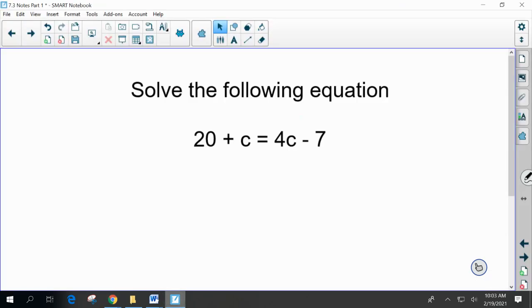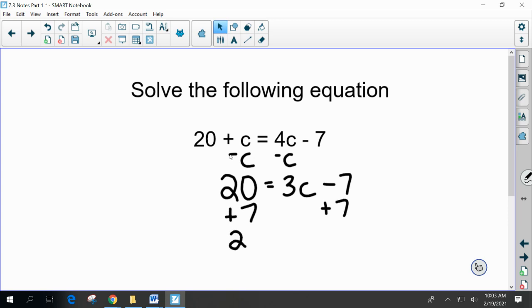All right, so like I said before, you could start this in a different way. If you started your equation different from me, do not start erasing. We should still end up with the same thing. I would choose personally to subtract c from both sides, so that on the left I would have 20 equals, and then 4c minus c would equal 3c, and then minus 7. So now I need to leave c there, and I need to move over the 7. So I would add 7 to both sides and get 27 equals 3c.